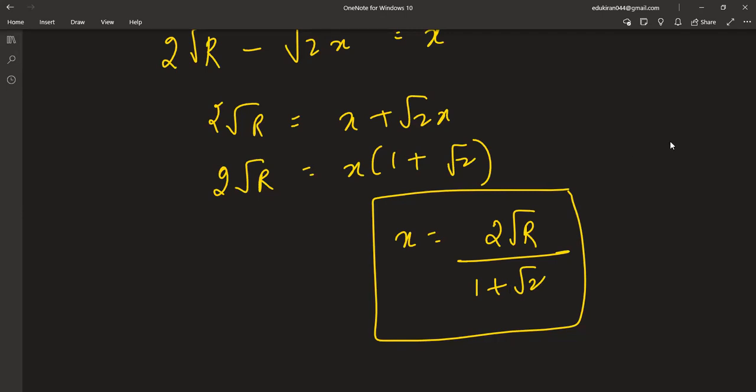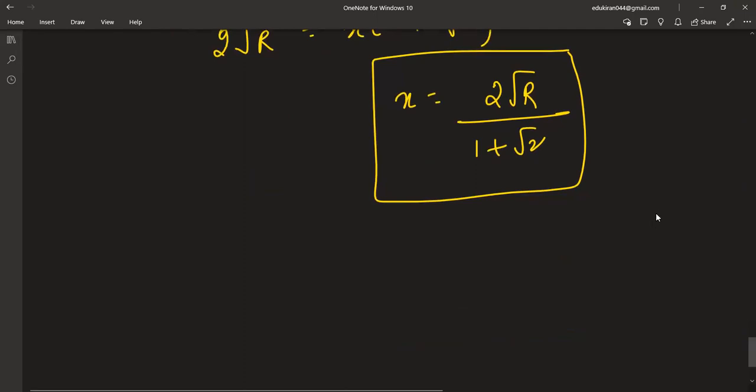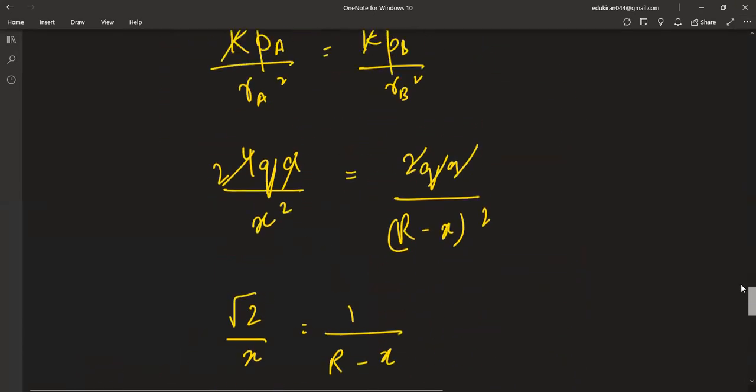Let me discuss one. I think the answer is wrong, but I do not remember it exactly. Let me solve it with you again. If it is for B point, then this is K 4QA divided by... see, if we have taken, simply we have to subtract R minus this whole term.